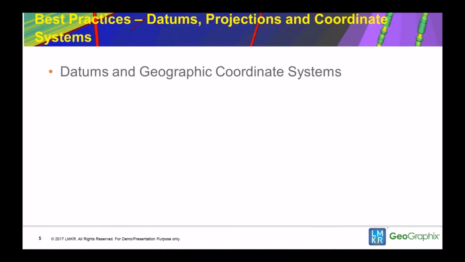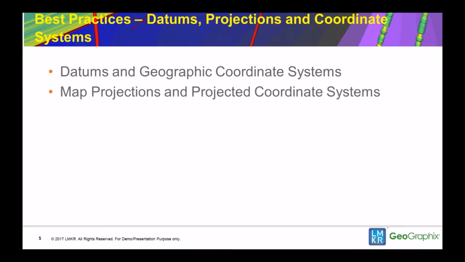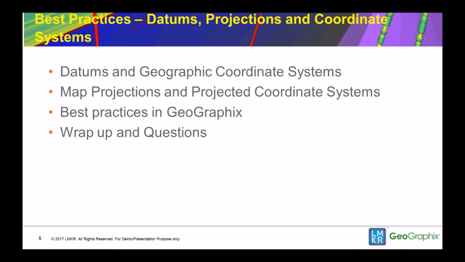So let's go over the agenda today. Real simple. We're going to go over datums and geographic coordinate systems. And then we'll look at map projections and projected coordinate systems. And these are grid coordinate systems or Cartesian coordinate systems. And we'll go over a few best practices in GeoGraphix. And we'll wrap up with some questions, and I'll answer those at the end of the presentation.